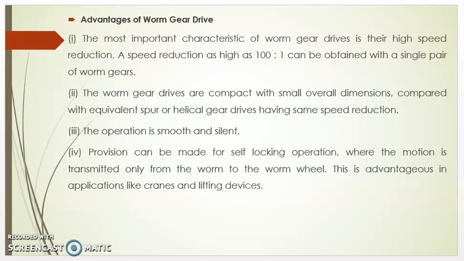Now we will see advantages of worm gear. First, the most important characteristic of worm gear drives is their high speed reduction. A speed reduction as high as 100:1 can be obtained with a single pair of worm gears. Second, the worm gear drives are compact with small overall dimensions compared with equivalent spur or helical gear drives having same speed reduction. Third, the operation is smooth and silent.